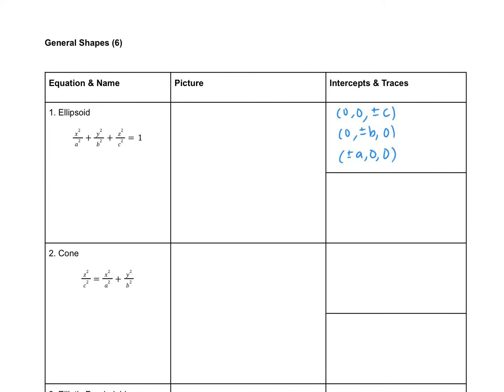Okay, for the traces. So if I make x some number and I leave y and z, y squared over b squared plus z squared over c squared is an ellipse. So any of the 3 traces, if we make x a number, y a number, or z a number, any of those are going to give us ellipses. Okay, so then the question is, what does this actually look like for us?